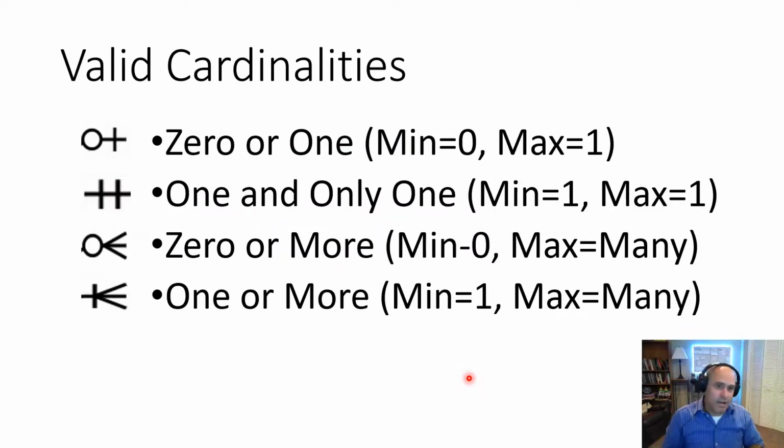So again, here are your valid cardinalities. 0 or 1, 1 and only 1, 0 or more, 1 or more. And you could say 0 or many, 1 or many. I like to say 0 or more. It's just how I do it.